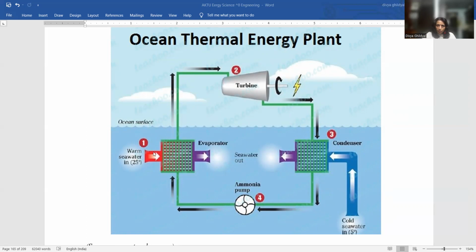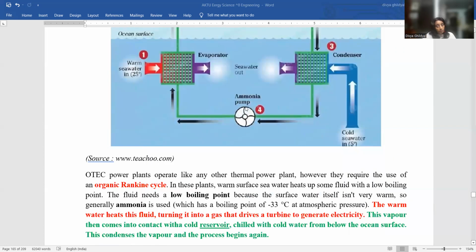So here my water has got heated. This heat energy I have used in running my turbine. The turbine has helped me in creating electricity, and for cooling I have used a condenser, cold sea water, and even an ammonia pump. Because at times a large amount of energy gets generated and I need to keep a cooling system always when I am setting up an energy plant.